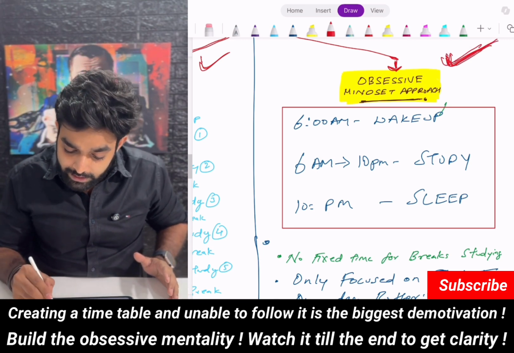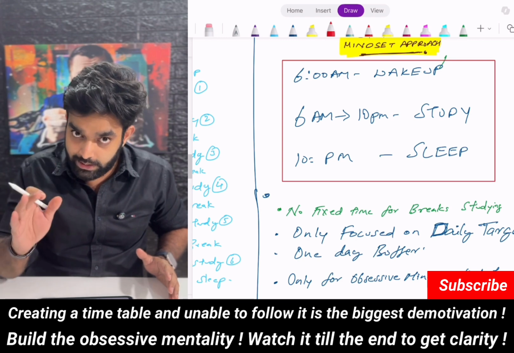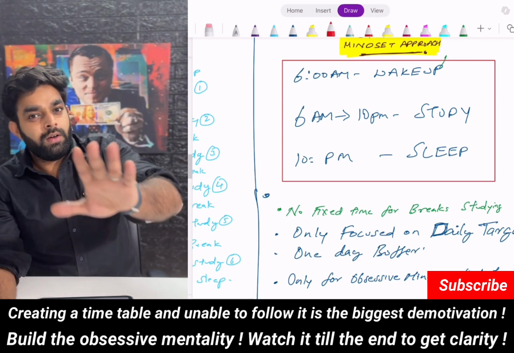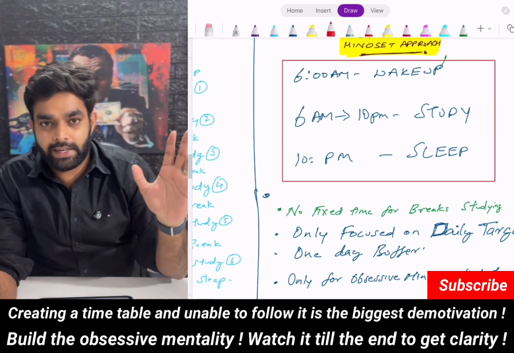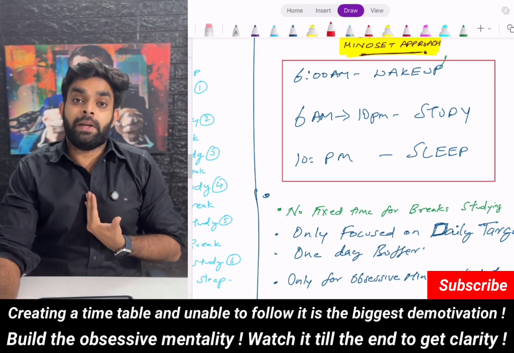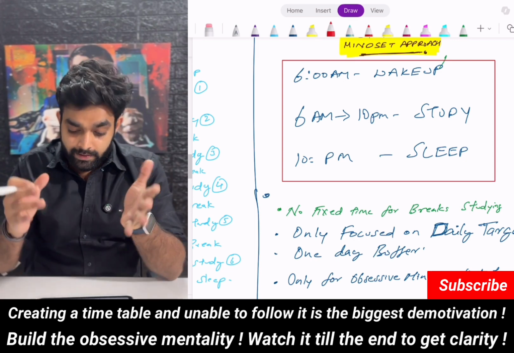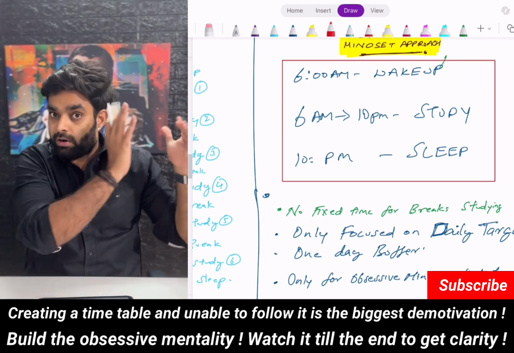You have to have that very clear obsessive mindset that you want to clear CA. Once you have that obsession, then bro, timing and fixing breaks and nothing is needed. Because I am saying this from my experience. I'll tell you how I study. And this is how I want you guys also to study if you cannot belong to the first category.